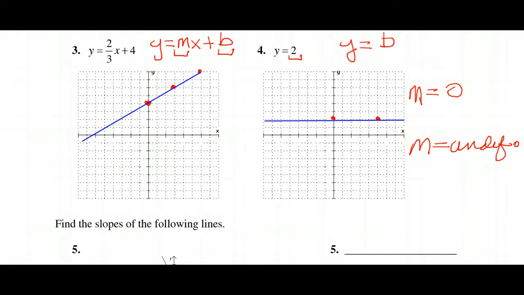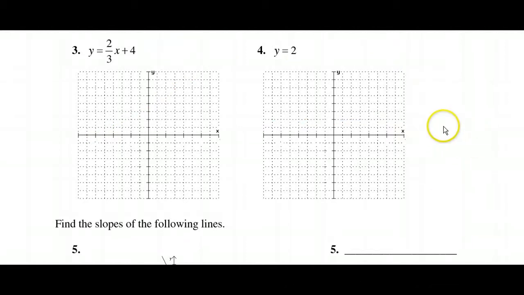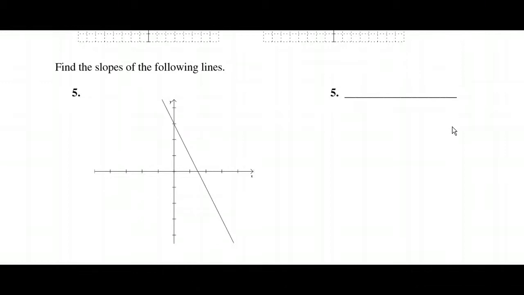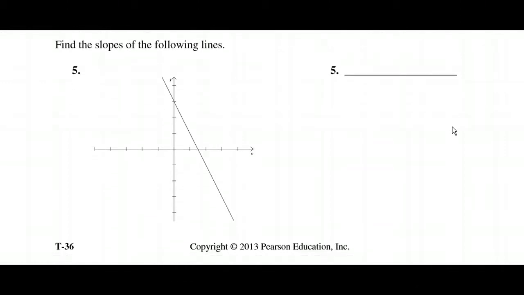All right, just a little review. Now for number 5, they're asking us to find the slope. As we look at it, you may recall again that any line that starts high and goes down from left to right has a negative slope. So we know this is a negative slope.